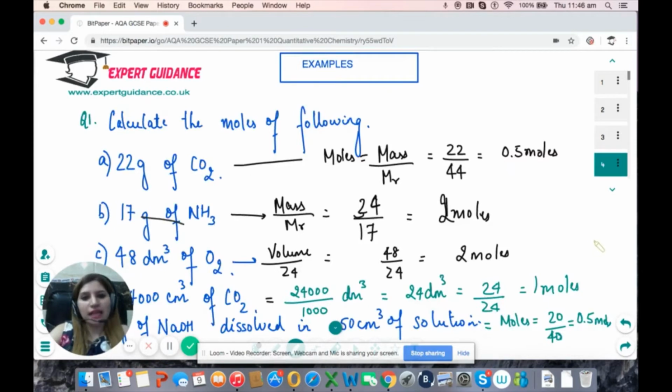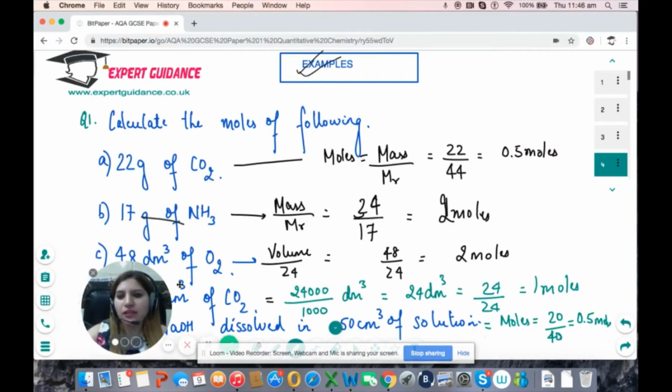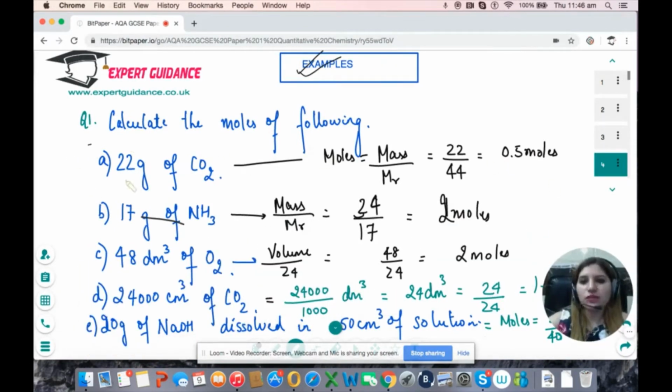Okay, now let us look at a few examples. The first question is, calculate the moles of 22 grams of carbon dioxide. From the triangles you can see that moles is mass over MR, so 22 divided by 44 is 0.5 moles. Next, 17 grams of ammonia. MR of ammonia is nitrogen plus 3 hydrogen, which is 17. So you have 17 grams of ammonia. We will do 17 divided by 17, and you will get the answer as 1 mole.